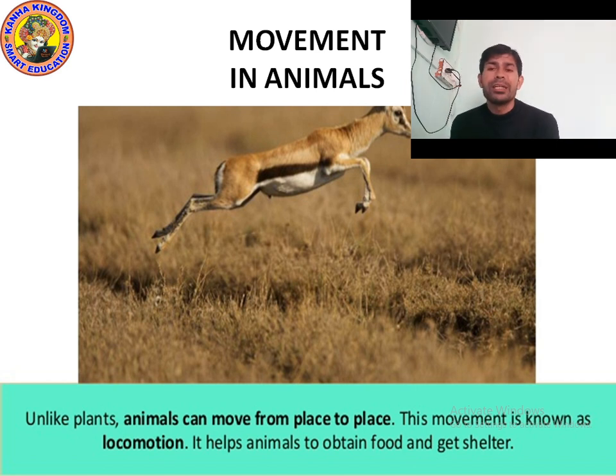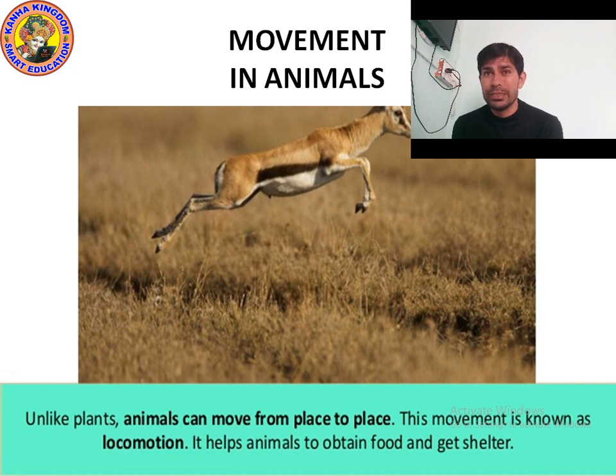So different animals are found. Animals can move from place to place, unlike plants. This movement is known as locomotion, and it helps animals to obtain food and get shelter. They can also protect themselves.